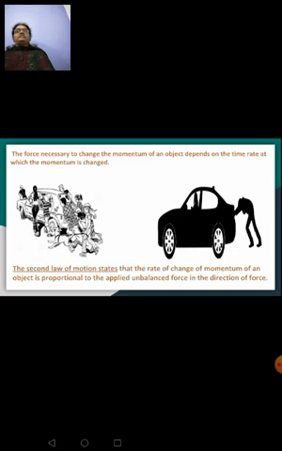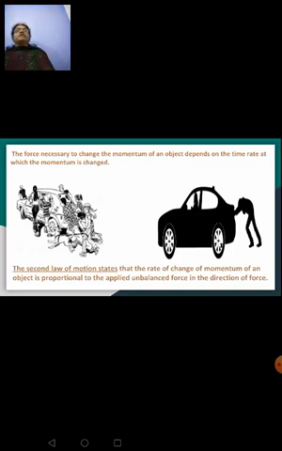Now when these men apply the force on the car for a longer period of time, what will happen? The car will begin to move. So when the force applied is for a longer period of time, a change in momentum is brought. When the force is applied for a lesser period of time, the car was not showing any motion. So the rate of change of momentum is directly proportional to the applied unbalanced force.